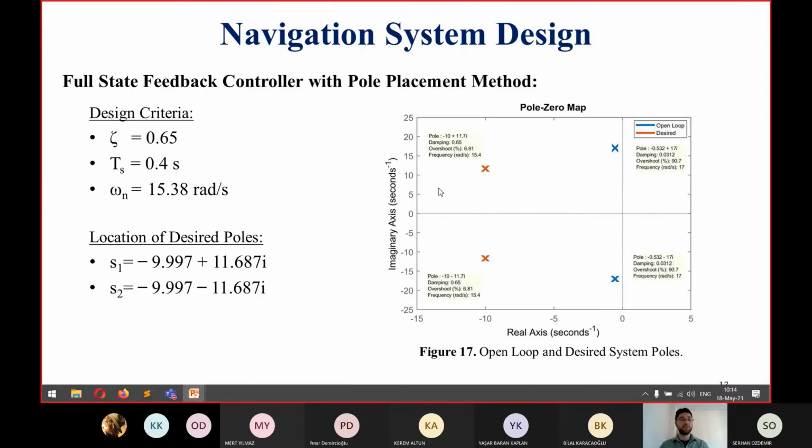And now I want to continue with the full state feedback controller. First, I will design a controller with the pole placement method. I determined my design criteria as you see. Damping ratio is 0.65, settling time is 0.4, and natural frequency is 15.38. I determined these criteria according to prior studies on guided projectiles and guided missiles. And this is the locations of open loop and desired poles.